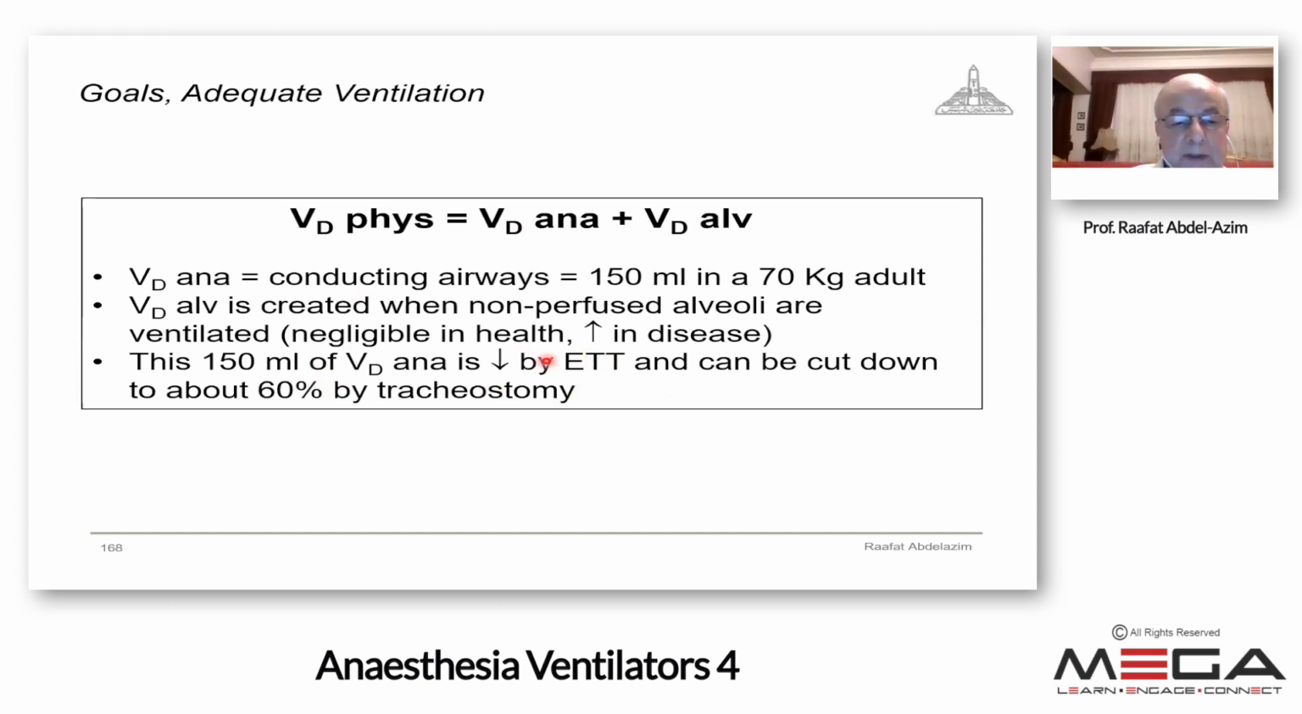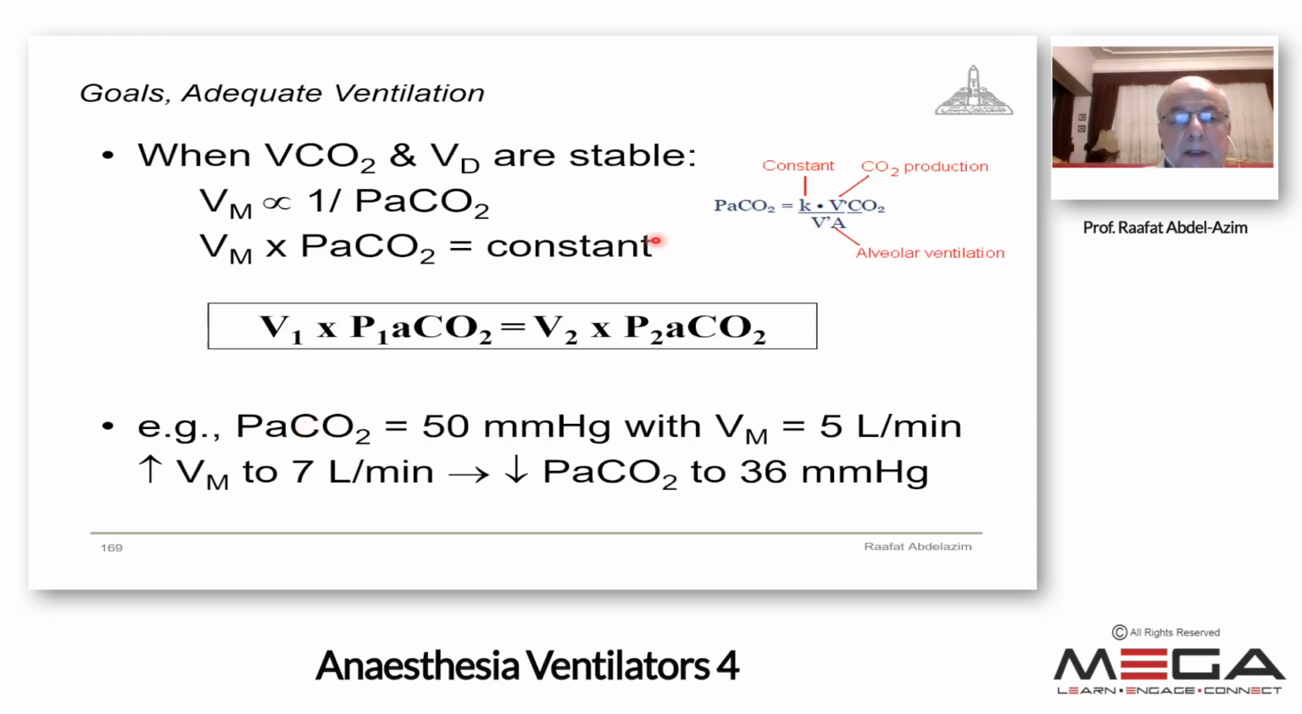When intubating the patient, the dead space will decrease by a value that may reach about 6%, and if we tracheostomize the patient, the value will be almost 60% because some part will be subtracted. Go again to the equation: for carbon dioxide and dead space, when they are stable, the relationship between minute volume and PCO2 is an inverse relationship. This inverse relationship means the minute volume is inversely proportional to the PCO2.